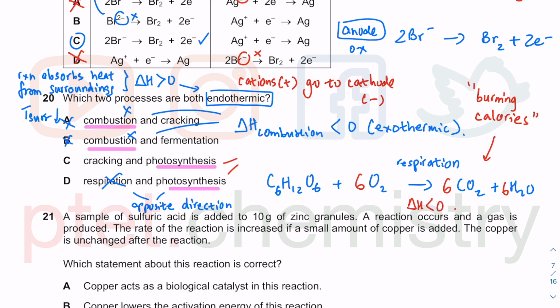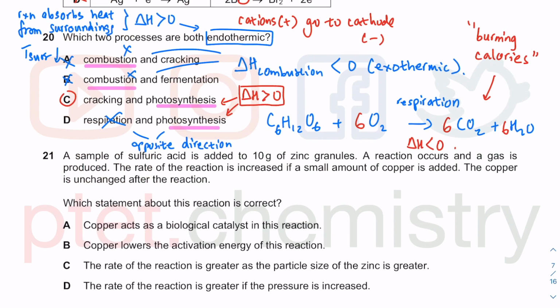And actually that makes photosynthesis endothermic, because photosynthesis is the opposite of respiration, where it's the same equation but in the opposite direction. If you draw an energy profile diagram, you would know exactly what I'm talking about there.